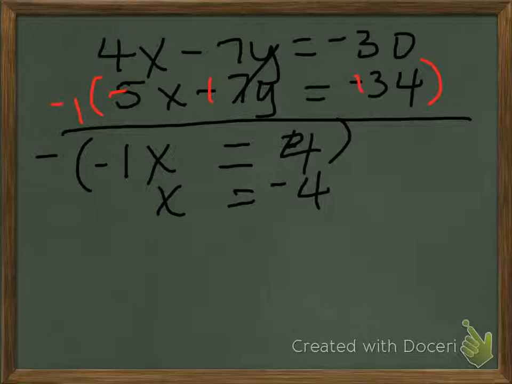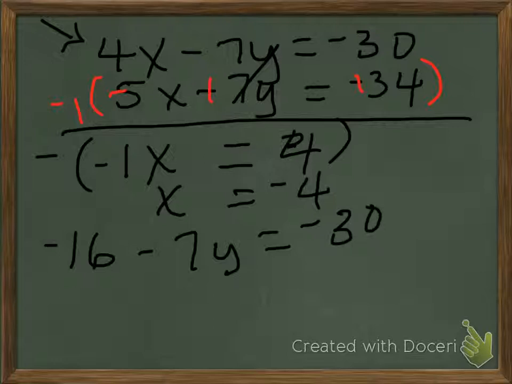So if we know x is -4, I'm just going to put it in the first equation. It doesn't really matter which one. So let me just plug it in. So I have 4 times -4. That'll give you a -16. I'm just going to multiply without writing it all out, because I think you can follow it. So minus 7y is equal to -30.